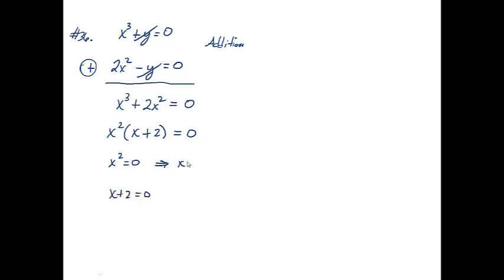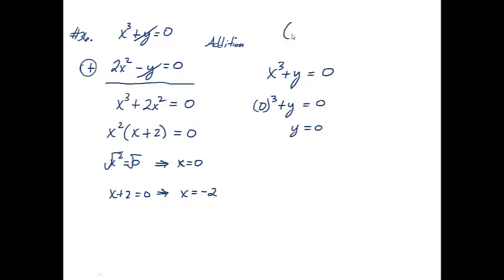This one implies x is 0 already. If you take the square root on both sides, you'll get 0. And this one says x is equal to negative 2. All right, so you have your x's. Plug it back into any equation and get your y. I'm going to plug it back into the first equation. So I have 0 to the third power plus y equals 0. Well, that means y equals 0. So my answer for this one is (0, 0).